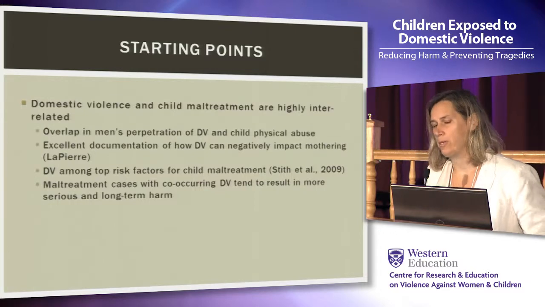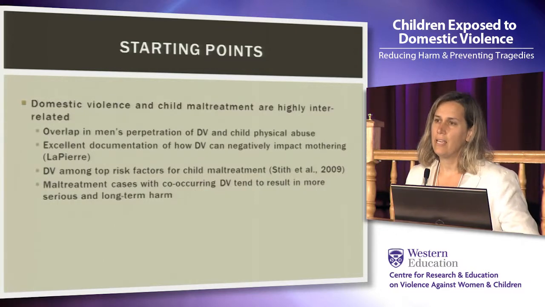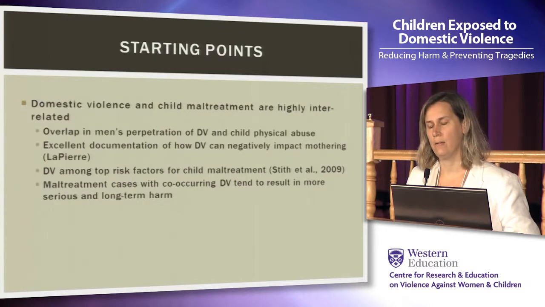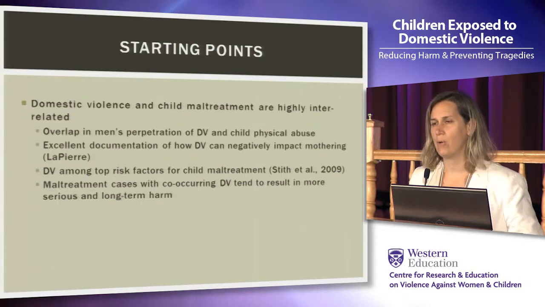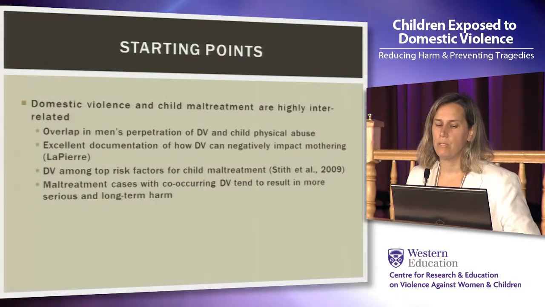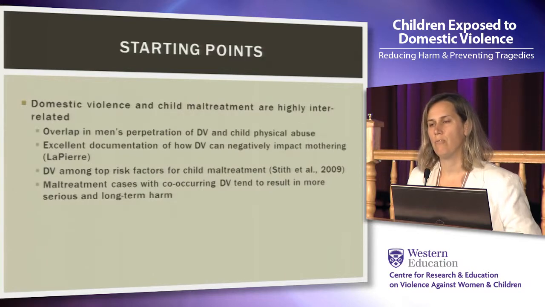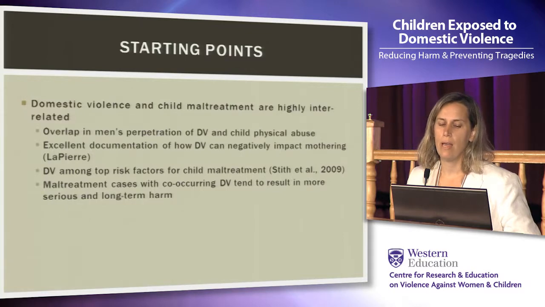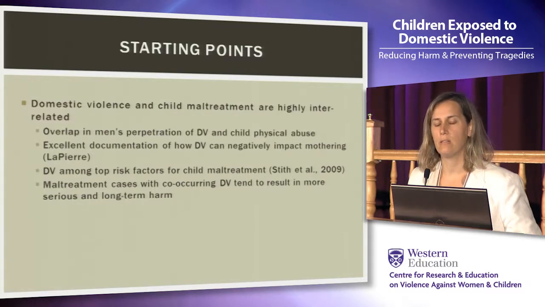The other starting point I want to talk about is the intertwining of domestic violence and child maltreatment. We know they're highly interrelated. First, from the domestic violence field, we know there's a huge overlap in men's, and we're now going to start focusing on men's perpetration of violence, on men's perpetration of domestic violence and men's perpetration of physical abuse. We know that child physical abuse by men and domestic violence by men are interrelated. Simon Lapierre is here, and he's done some excellent work on how domestic violence can negatively impact mothering.